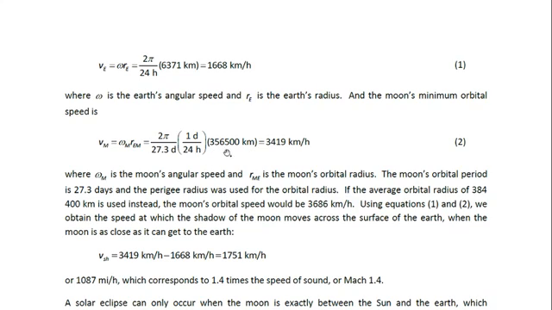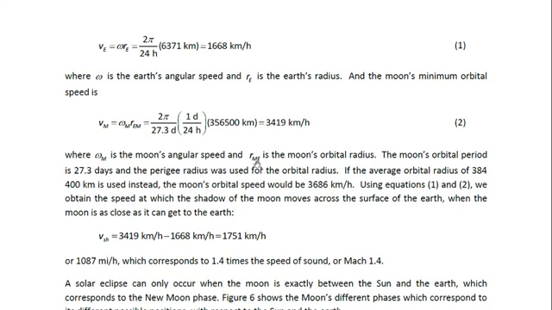And here I am using the perigee radius, so when the moon will look the largest for an observer on Earth. And then we obtain the moon's orbital speed, which is 3,419 kilometers per hour. So as you can see, it's much higher than the Earth's tangential speed.